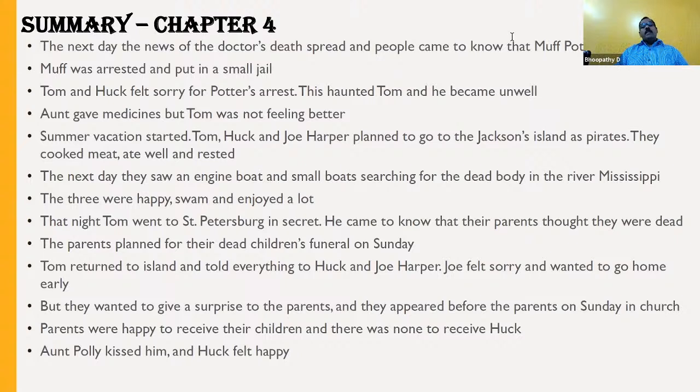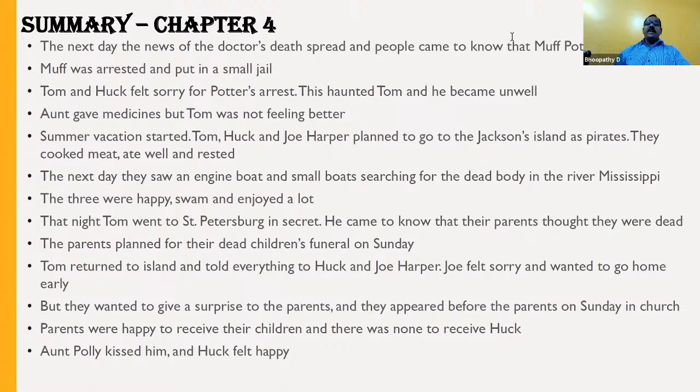And when we see the summary once again, you see the gist. The next day, the news of the doctor's death spread through the whole town. People came to know that Muff Potter killed the doctor because Muff Potter's knife was beside the doctor. Actually, Muff Potter was ignorant of the murder, but everybody thought so. It was the plan of Injun Joe, keeping Muff's knife beside the doctor. So immediately Muff was arrested and thrown into prison.